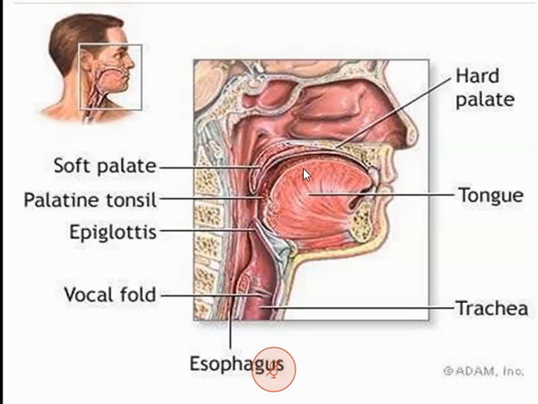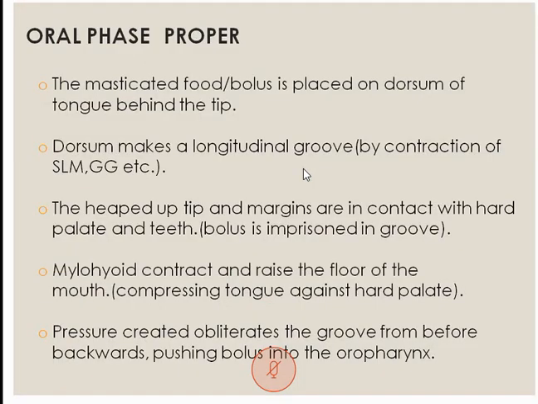Later, the oral phase proper starts here. See, from this, there is formation of the bolus touching the superior surface and particularly the posterior side. This is the oral phase proper. The masticated bolus is placed on the dorsum of the tongue behind the tip.